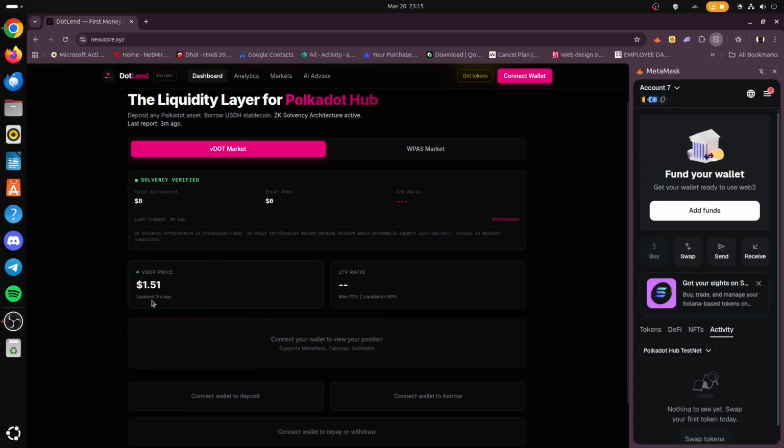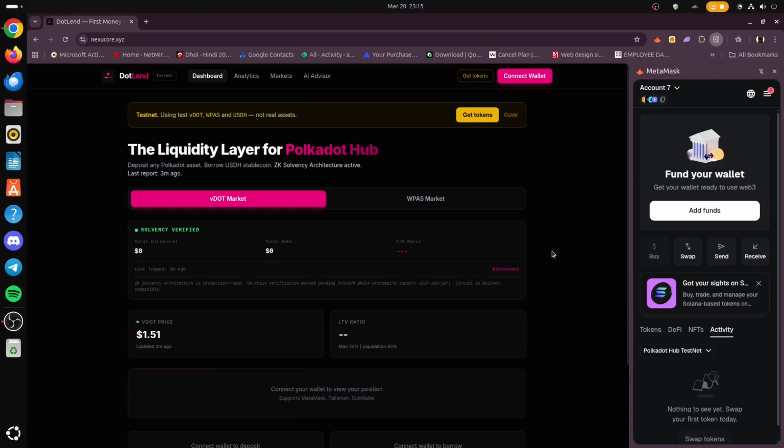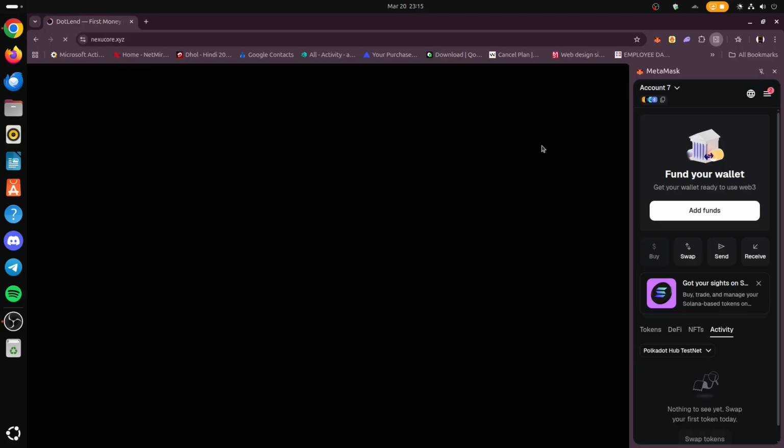Okay, let's refresh it. Due to internet connectivity, there is an issue like sometimes the DotLend doesn't get accepted on MetaMask. That kind of issue. Let's try again.